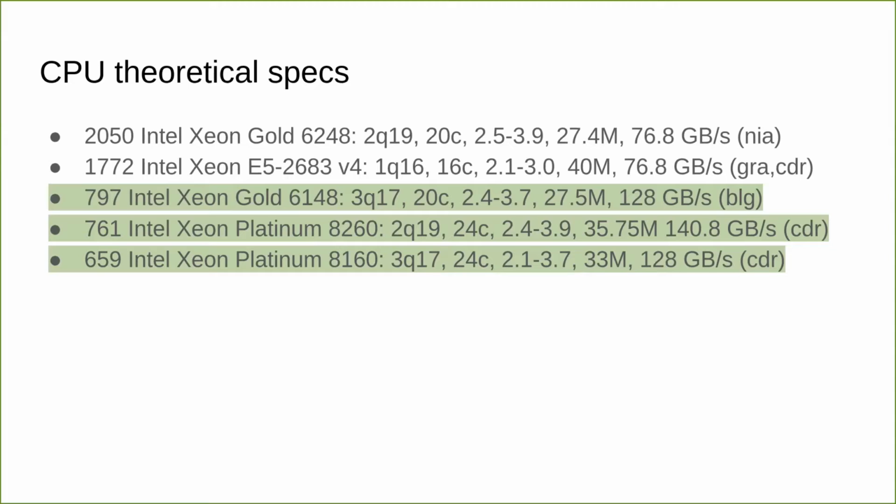I like to start with the theoretical specs. So this is something I'd never really done before. It's a rack up of all of the CPUs we have in Compute Canada. So this is counting Cedar, Graham, Niagara, and Beluga. So it's not counting Narwhal. It's not counting some of the smaller or specialized systems.